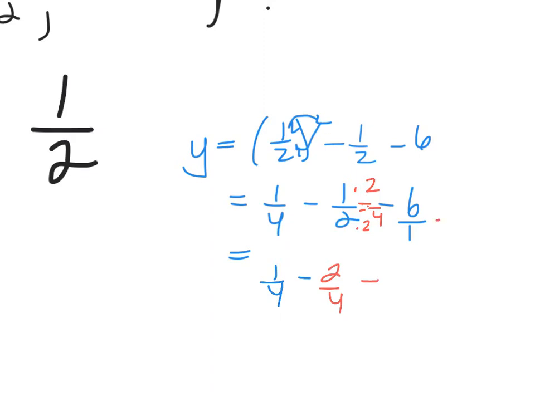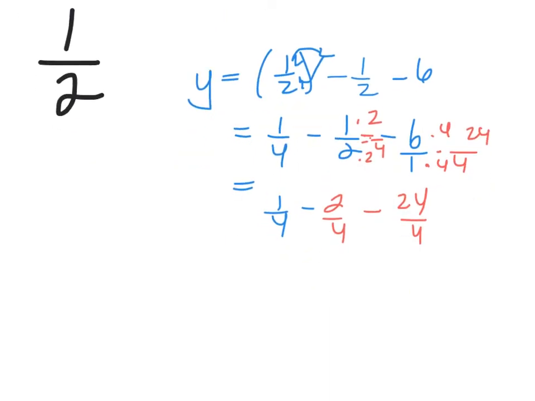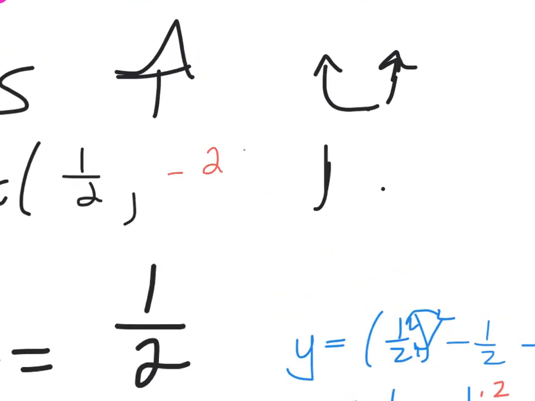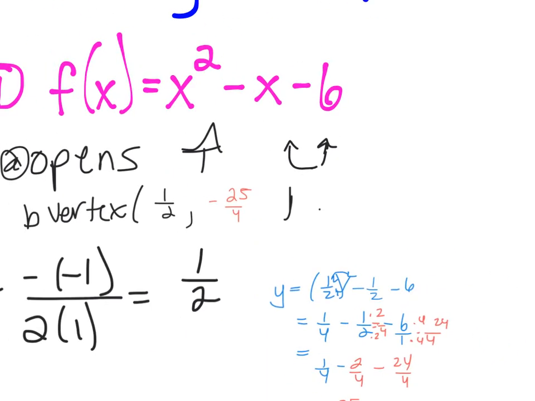Then I have minus. How do I change this into fourths? Multiply by 4. So you multiply the top. So 24. Okay. Again, I know these numbers are gross, but it's not going to be like this tomorrow. So now you just subtract. What's 1 minus 2? Negative 1 minus 24. Negative 25 over 4. So the y part of your vertex is negative 25 over 4.